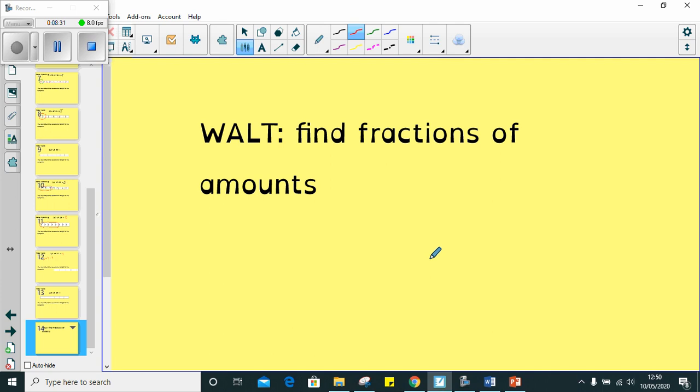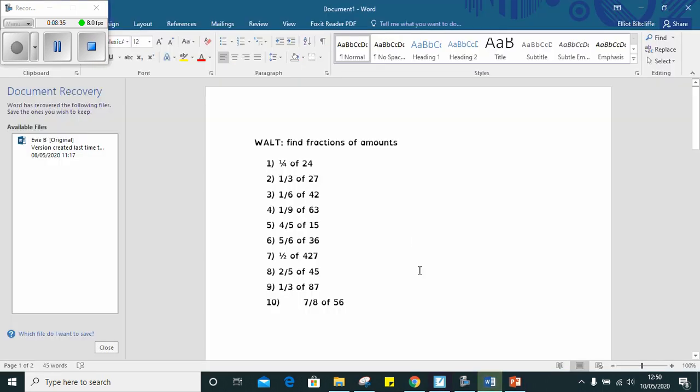So I've set some questions for you that you'll find in the link below. They look a little bit like this. So you're finding a quarter of 24, a third of 27, and then they get a little bit harder when you're finding like 5/6 of 36. Best of luck with these guys. I'm going to be going through the answers with you tomorrow.